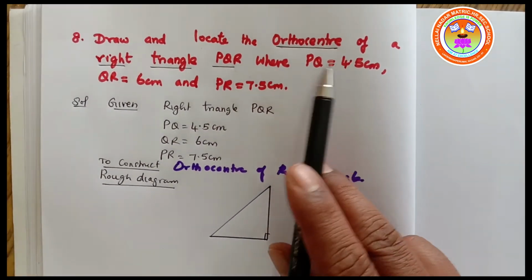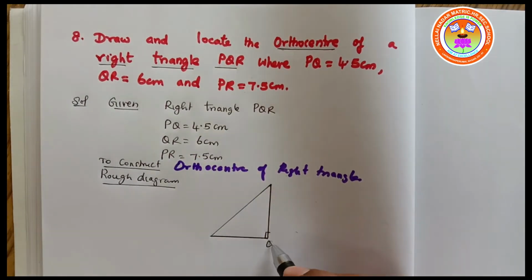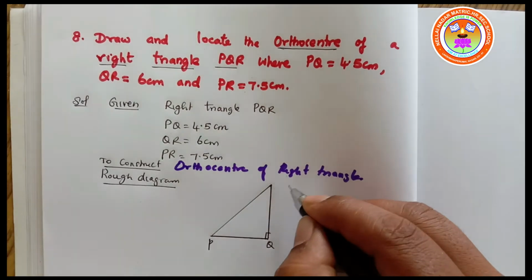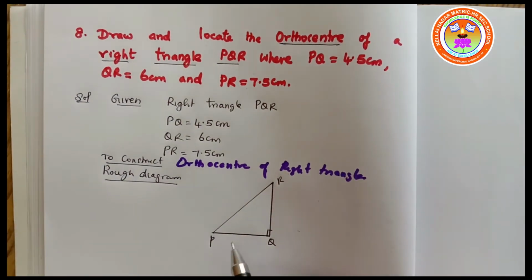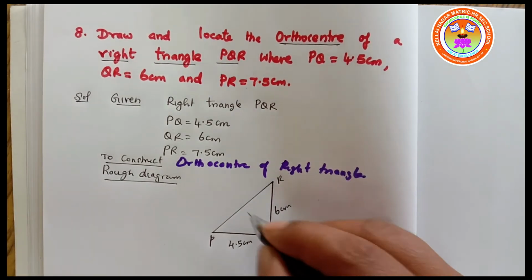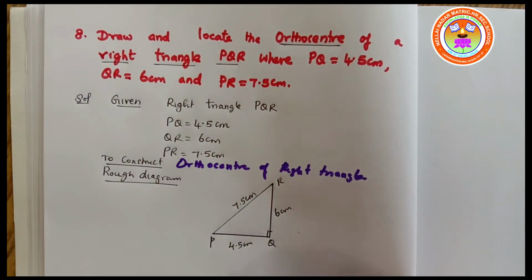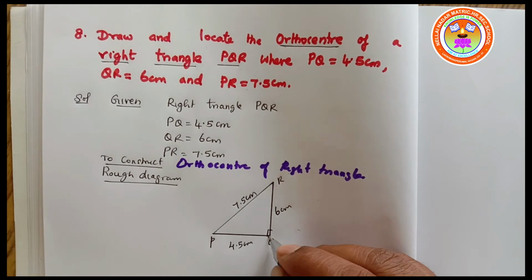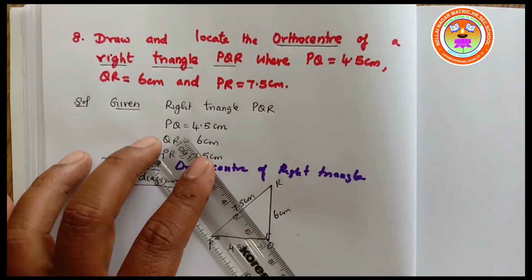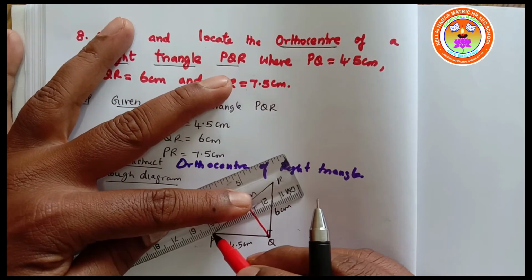So it should be a right angle triangle. So children, here two measurement PQ, QR and PR values given. PQR, so I can take Q as 90 degree and P and R. PQ measurement is 4.5 centimeter, QR is 6 centimeter and PR is 7.5 centimeter. Now you are going to take any two vertices. So you can take from Q and P. Okay, from Q and P.